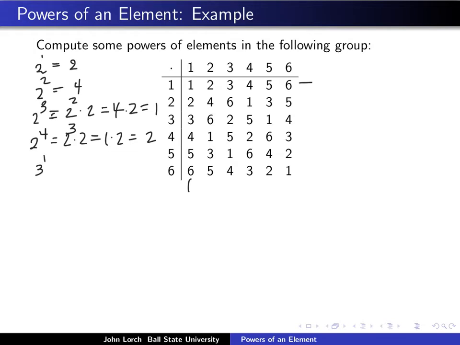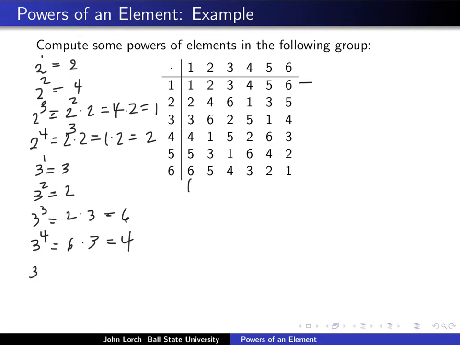So if I take 3 to the first power, I get 3. 3 to the second power, I look in the table, and I take 3 times 3, I get 2. Take 3 cubed. So that's going to be 3 squared times 3, or rather 2 times 3. And I look in the table, and I see that that's 6. And then 3 to the 4th would be 3 cubed times 3, but 3 cubed is 6. So 6 times 3, which is 4.